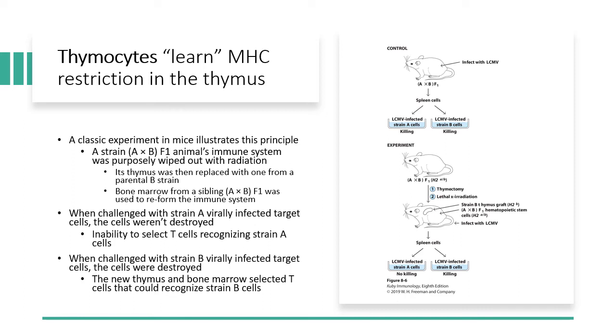What does F1 mean again? F1 is your filial 1 generation. That's the resulting cross between 2 parental strains. Yeah, first generation. Child.